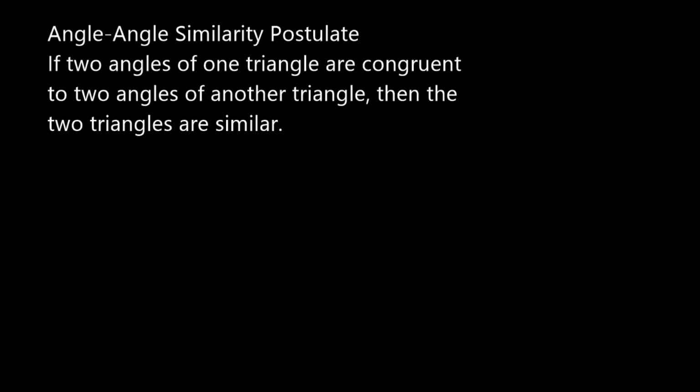So the very first one that we have is the angle-angle similarity postulate. It says that if two angles of one triangle are congruent to two angles of another triangle, then the two triangles have to be similar. So let's go ahead and take a look at why that is.